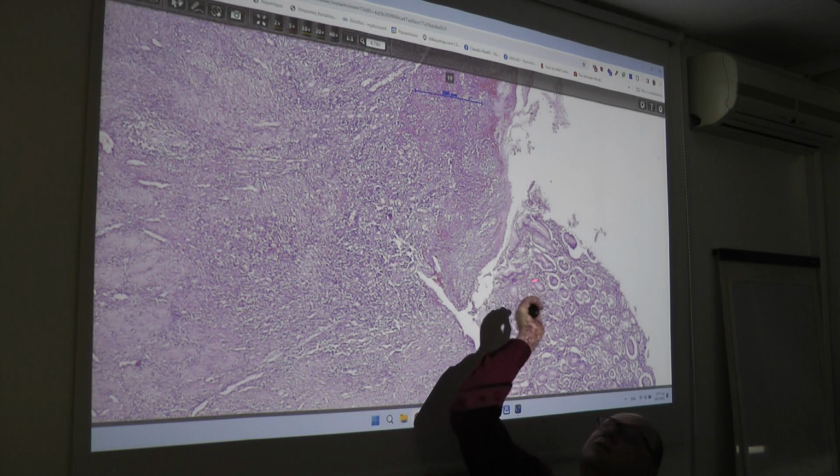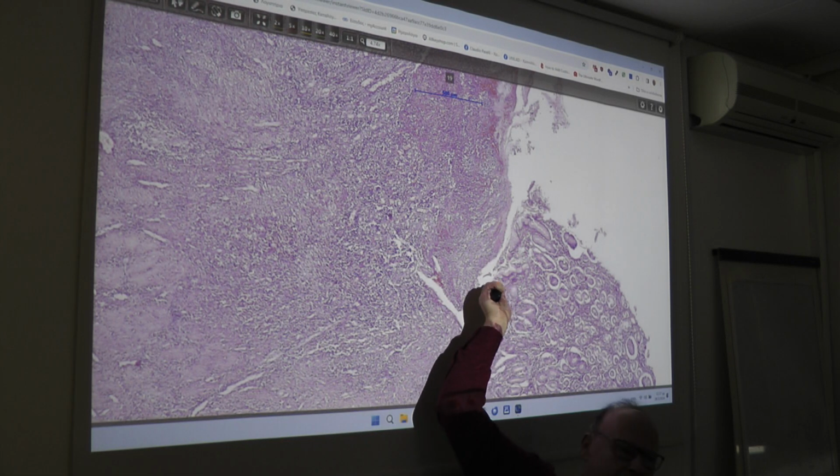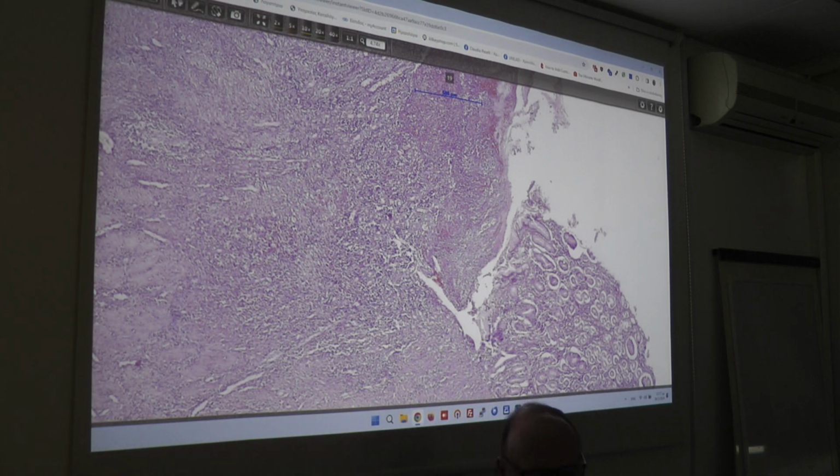Here are the glands. I have a neck. Here are the glands, all right? Is there an area where there are no glands? Show me, please, with the mouse. Do you see the mouse? All right. Yes. Here.